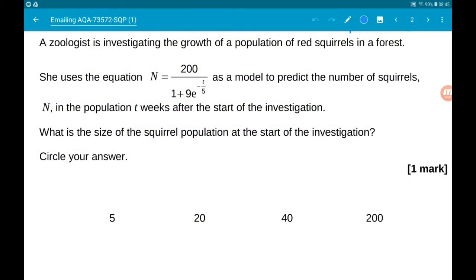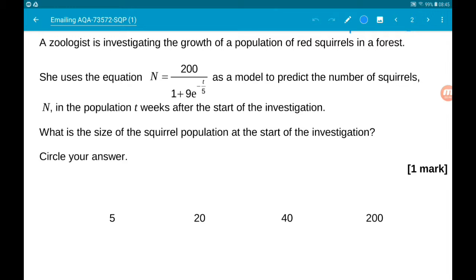Okay, question 2. We have an exponential model. So, a zoologist is investigating the growth of the population of red squirrels in a forest. She uses the equation n equals 200 over 1 add 9e to the minus t over 5 as a model to predict the number of squirrels n in the population 2 weeks after the start of the investigation.